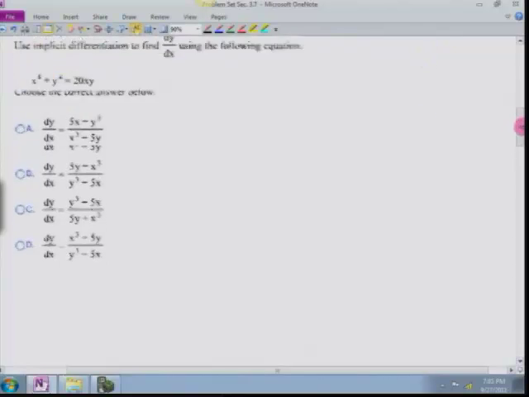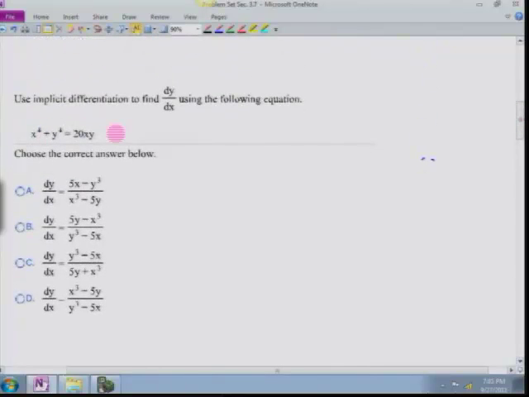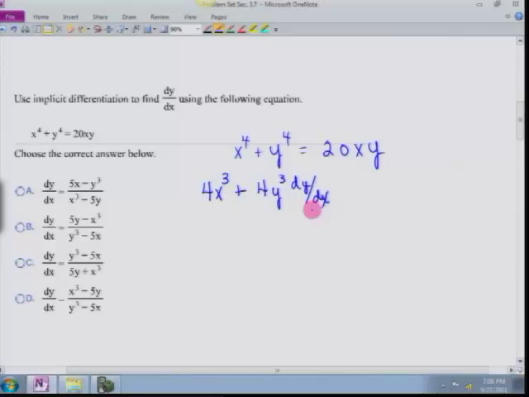All right, so this one, here's the equation. So I'm going to write it over here. X to the fourth plus y to the fourth equals 20xy. Okay. What do we get on the left side? There's no products over there. So what would be the derivatives over here? 4x cubed plus 4y cubed dy/dx. Okay. So that's easy enough.